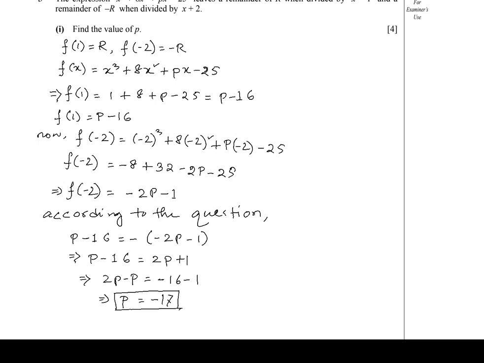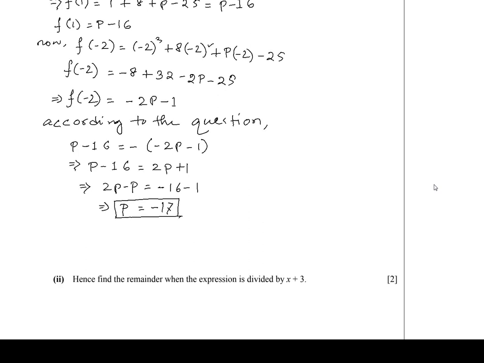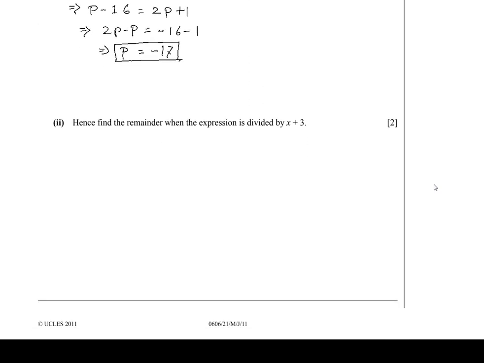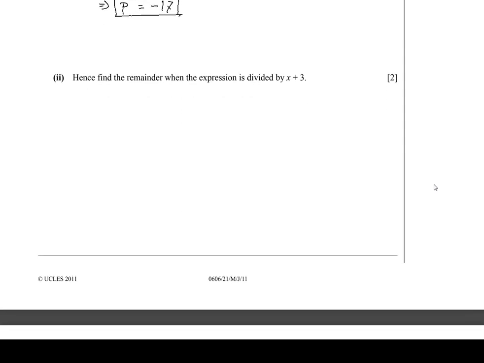Now let's move on to the second part of this question. Okay, here is the second part of the question. It says, hence, find the remainder when the expression is divided by x plus 3. Let's rewrite the expression, and this time we will use minus 17 instead of p.